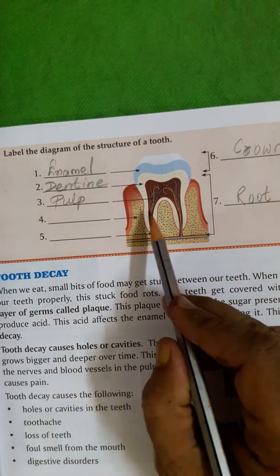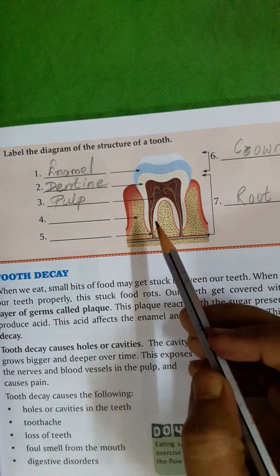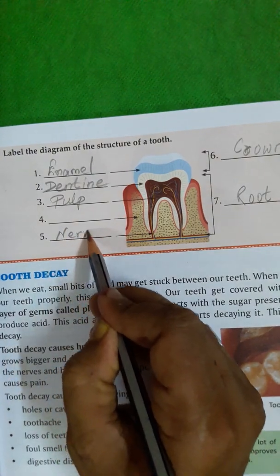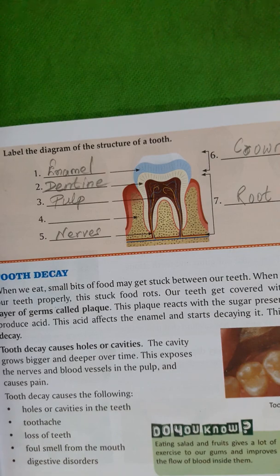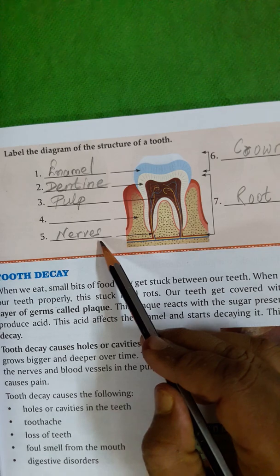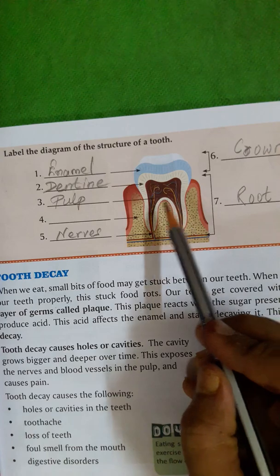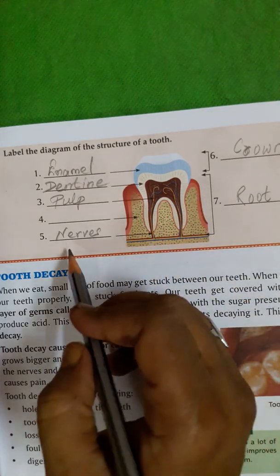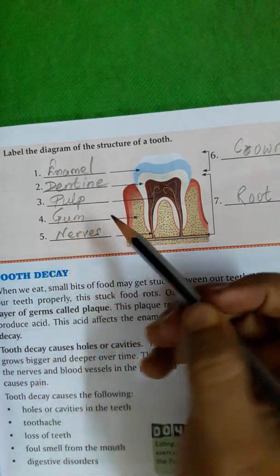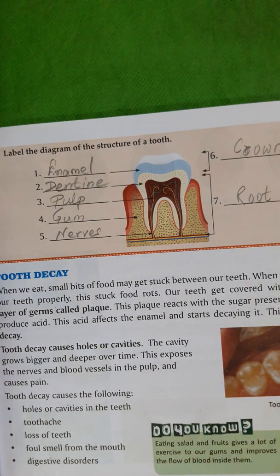Now inside this pulp we have the blood vessels and the nerves, N-E-R-V-E-S, nerves. Now all these things, the pulp, nerves and dentine, are inside the gum. So this is the structure of our tooth. I hope, class, you understood. Thank you.